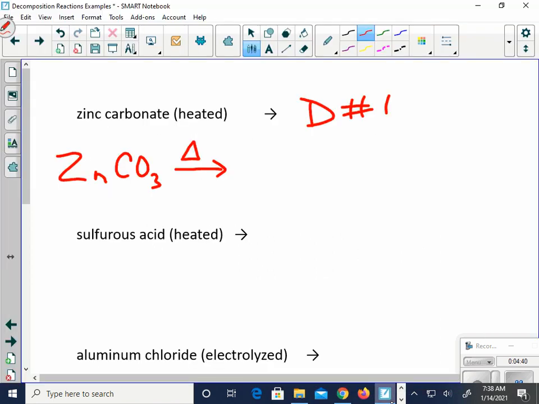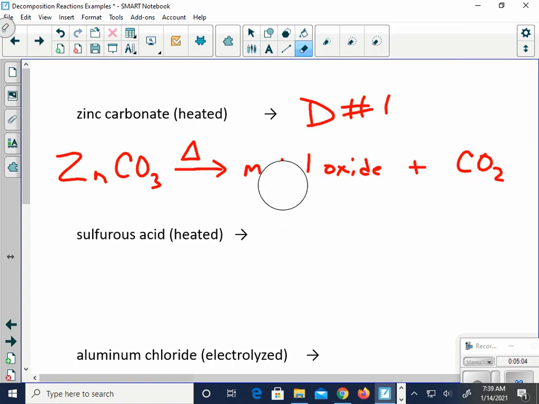So I'm just going to write metal oxide and CO2. Well, I know specifically what my metal is, don't I? What is my metal in this particular problem? Zinc. Excellent. So my metal oxide is going to be zinc oxide.